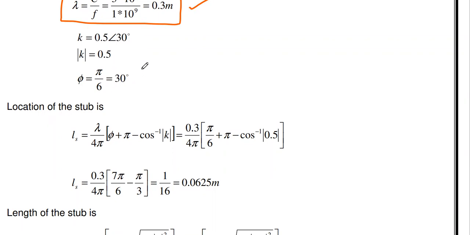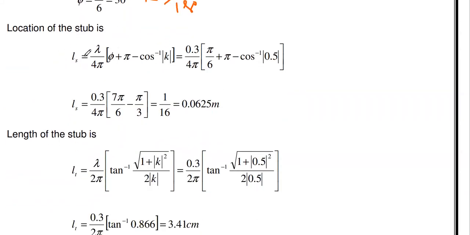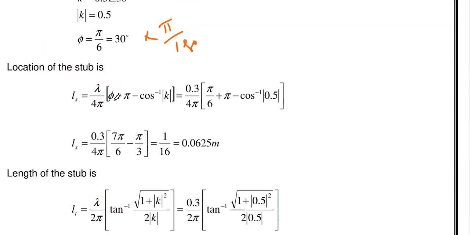If you want to convert a degree into radian, you multiply with pi and divide with 180. So 30 into pi divided by 180. The answer is pi by 6 radian. Then we have to find out the same thing: location of stub and length of the stub. The location of stub is lambda by 4 pi, pi plus pi minus cos inverse modulus K. So you substitute the pi value. What is the angle? Pi by 6.